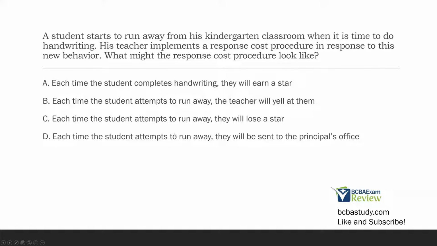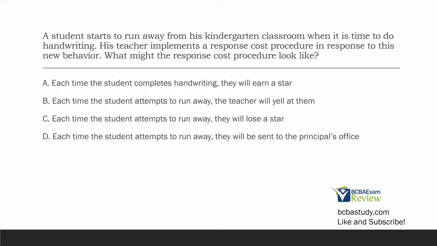C, each time the student attempts to run away, they will lose a star. All right, now we're talking, right? This looks like a response cost. Maladaptive behavior, run away. In response, we take away something, in this case, a star. C is much more a response cost procedure than both A and B.